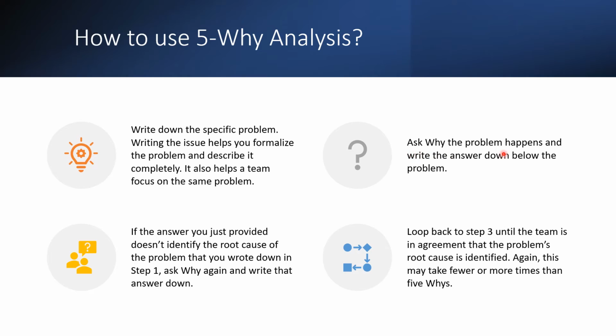Then ask why the problem happens and write the answer down below the problem, right? So when you ask why the problem was observed, you must have an answer, and you need to write it down. Then if the answer you just provided does not identify the root cause of the problem that you wrote down in step 1, ask why again and write that answer down, right? So again you can ask why it happened based on the answer you got the first time.